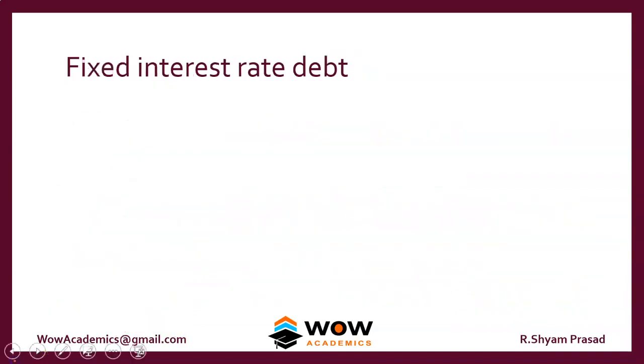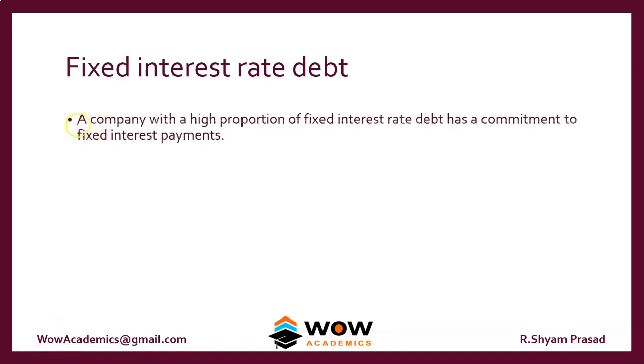So now we look at what is a fixed interest rate debt. A company with a high proportion of fixed interest rate debt has a commitment to fixed interest rate payments. So you might think that a company which has a fixed interest rate is much more calm, much more safe when compared to a company which has a floating interest rate. The answer is not like that. Even if a company has fixed interest rate debt, still it faces a lot of risk.